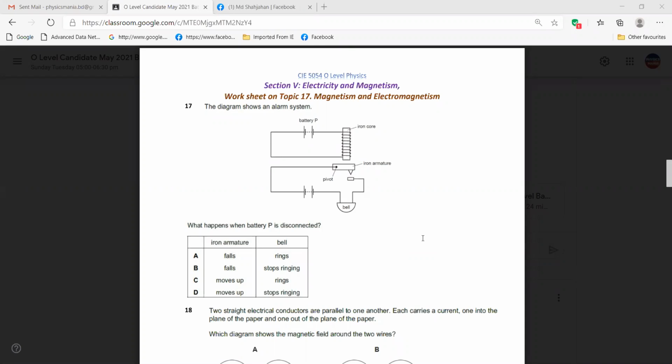Battery P is disconnected, right? Yes, sir. If battery P is disconnected, what happens? First, you think if it is connected, then what happens? Then you can understand what happens if it is disconnected. Sir, I don't have any idea. I did not learn this part. You do not need to learn this part. Without learning, from the diagram only you can understand.